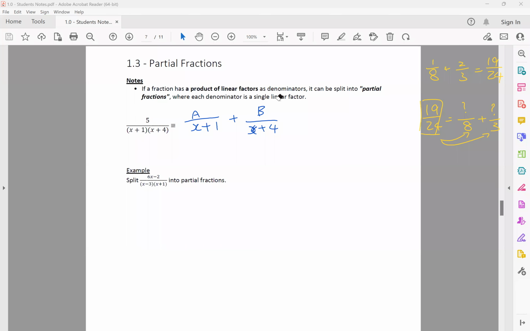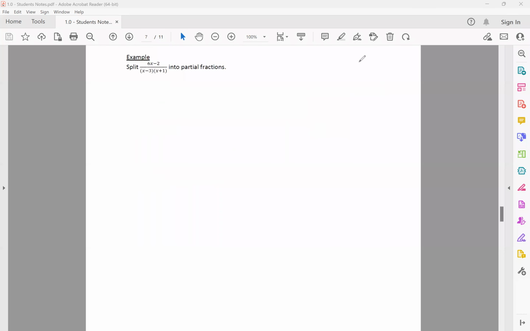Okay. Right. So example. I might need more space, so I'm going to move. Example. Split 6x minus 2 over x minus 3, x plus 1 into partial fractions. So the first step, we're going to rewrite the fraction. It's a triple equal. Triple equal means equivalent. That means no matter what x equals to, they will always be the same. So over a over x minus 3 plus b over x plus 1.